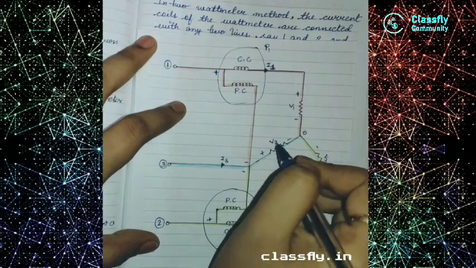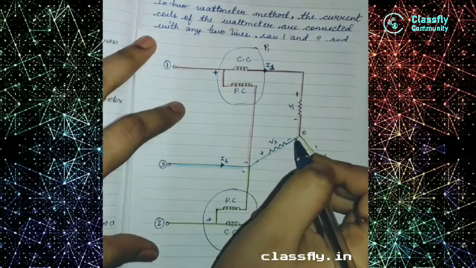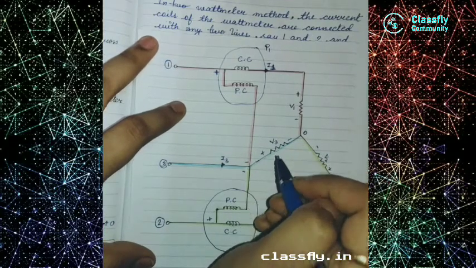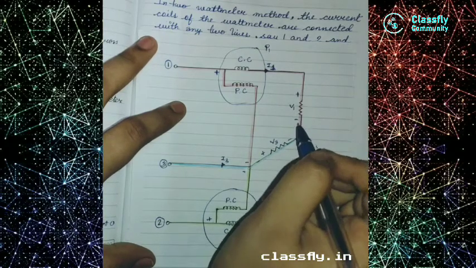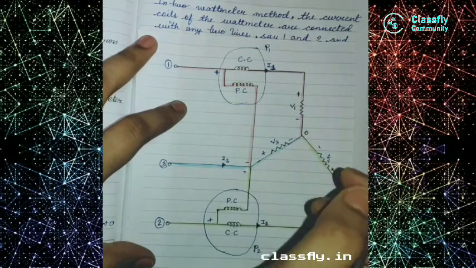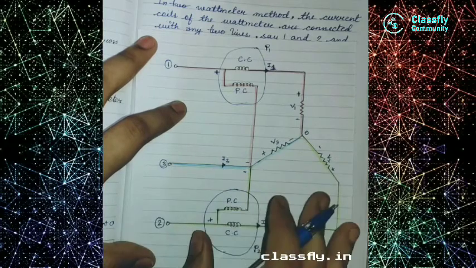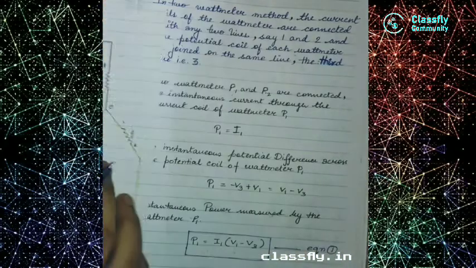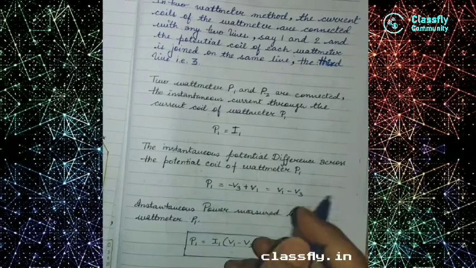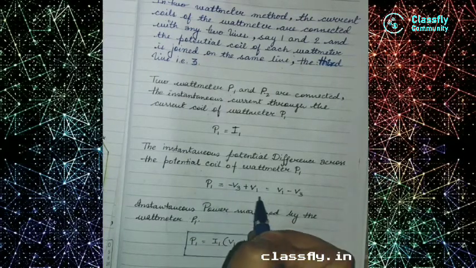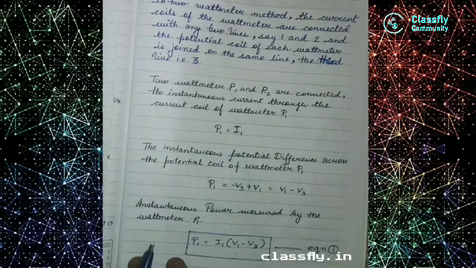So it will move like this and go here. That means V3 is also moving from positive to negative, so we will take V3 as negative, whereas V1 is moving from negative to positive, so we will take V1 as positive. So we have taken P1 is equal to minus V3 plus V1. When we arrange this, we get V1 minus V3.